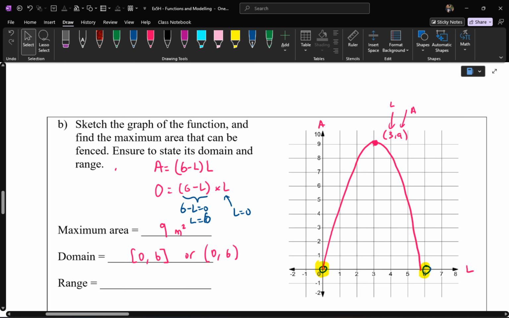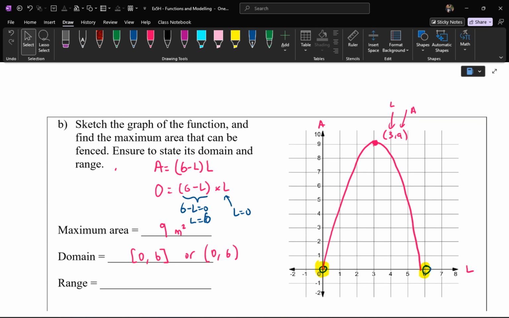What's the range looking at this graph? 0 to 9, very good. And again, depending on your textbook, they might include the points. So I would say it's 0 to 9, non-inclusive of 0, but it can equal 9. Non-inclusive 0 to 9 is what I think the range should be, because you can't have an area that's 0, but you can have an area of 9. That's what I would write, but you might get confused with your textbooks.